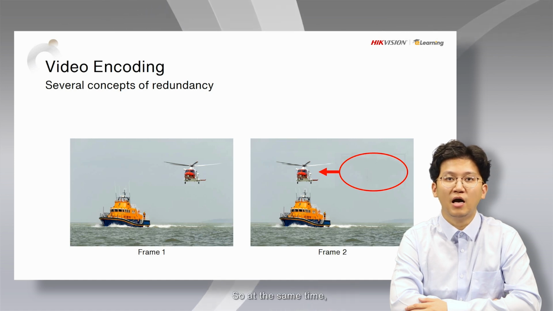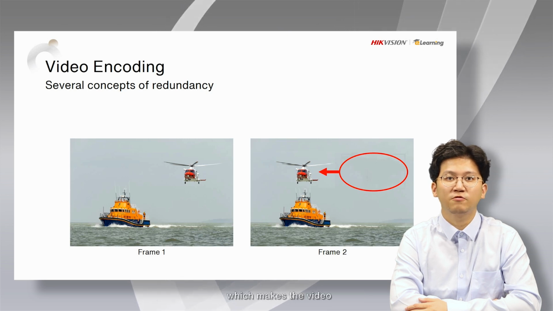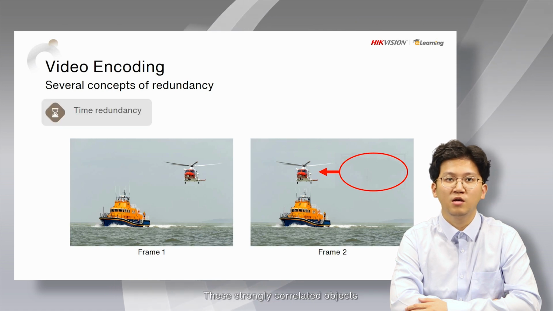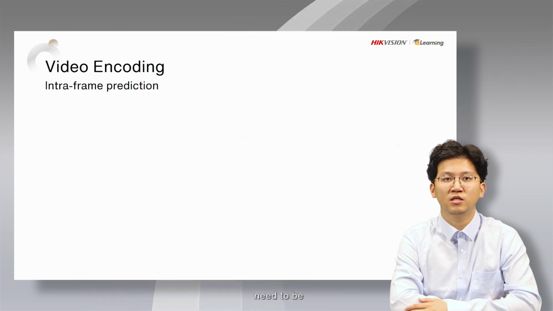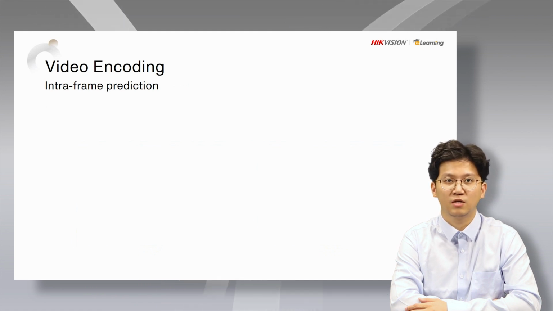So at the same time, between these two frames, moving objects, the helicopter, have motion consistency, which makes the video sequence images have strong correlations, right? So these strongly correlated objects or backgrounds are what we call time redundancy. So different redundancies need to be compressed with specific encoding techniques.